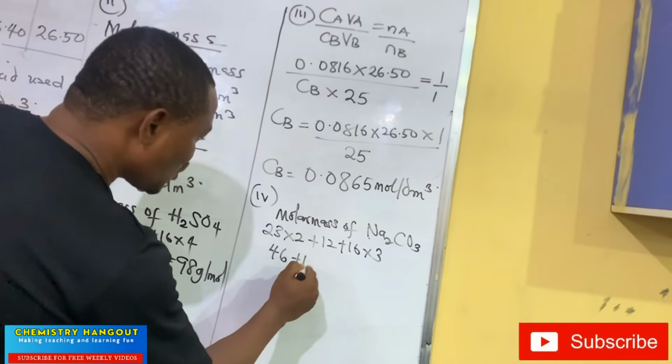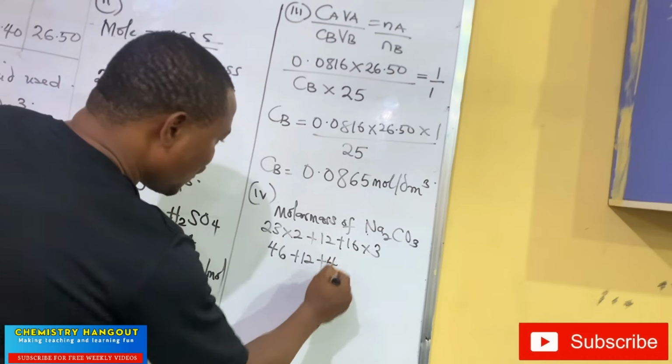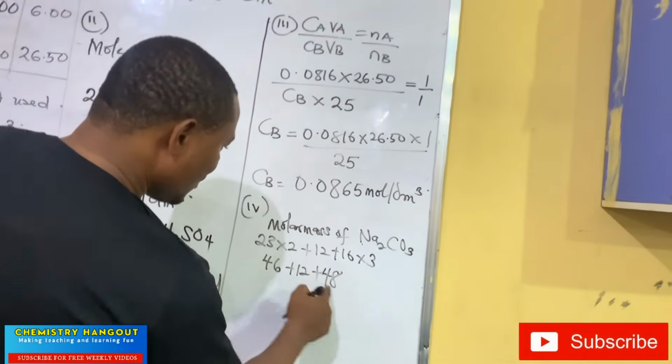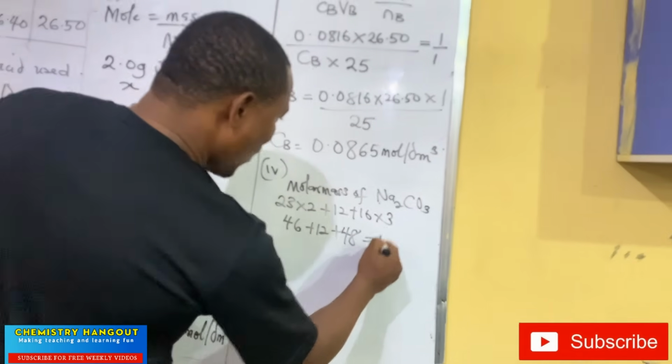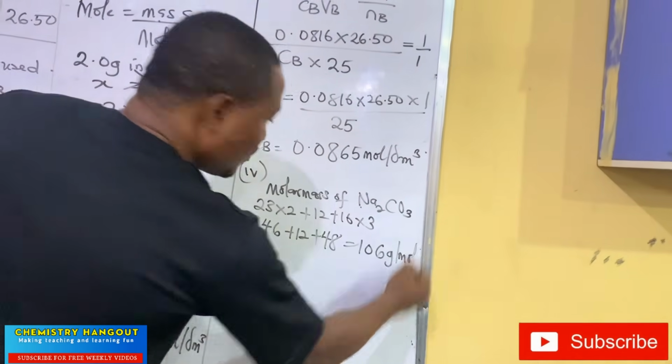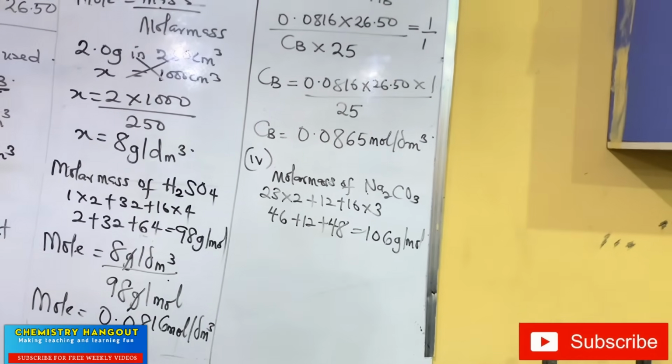So we have 46 plus 12 plus this is 48. If we add this together, this should give us 106 gram per mole. This is 106. Did you understand that now?